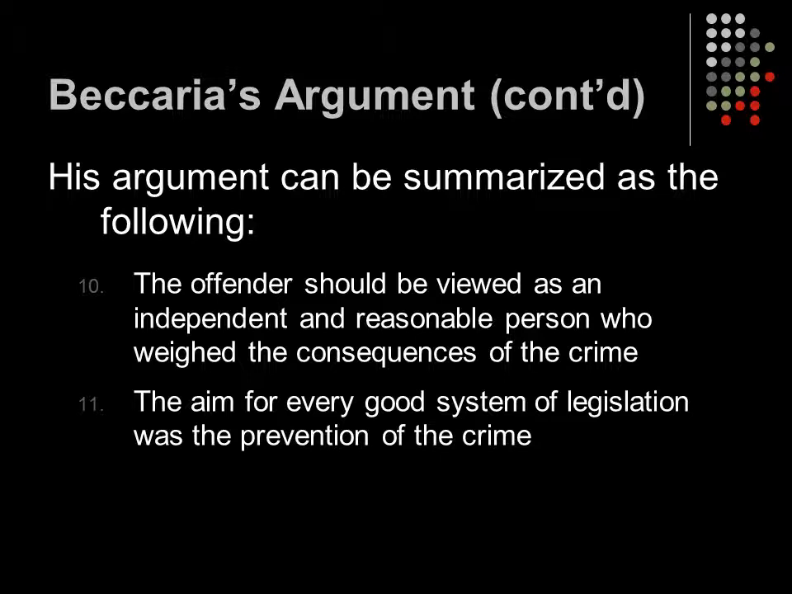So looking at the last couple of points of Beccaria's tenets here, the offender should be viewed as an independent and reasonable person who weighed the consequences of the crime. So that's just going back to that view of people as rational and cost calculating. And the aim of legislation should be the prevention of crime. So those are the last couple of points he had there.